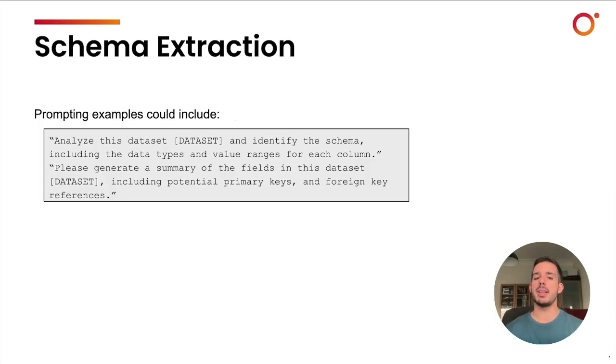Or, please generate a summary of the fields in the specific dataset, including the potential primary keys and the foreign key references, right? So we can go deep and ask it to take into account specific fields or to go deeper on something specific, or we can just ask it to attribute the schema and the formats in general. It's up to you and what you want to do, including what you are going to do afterwards, right?